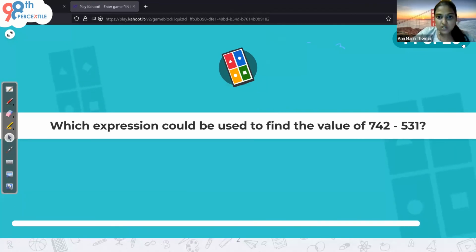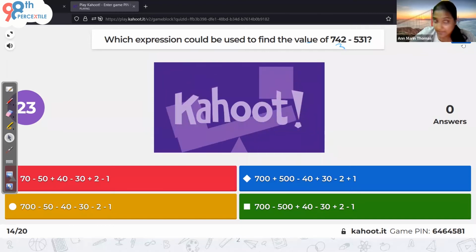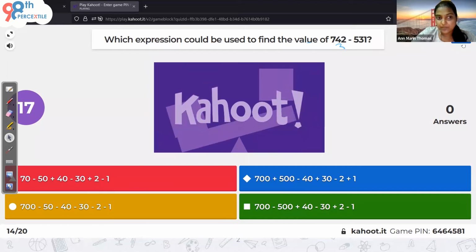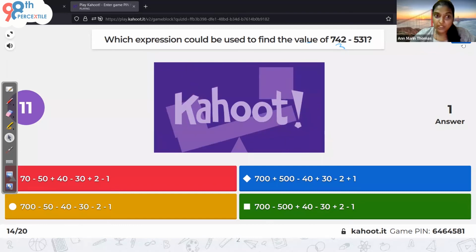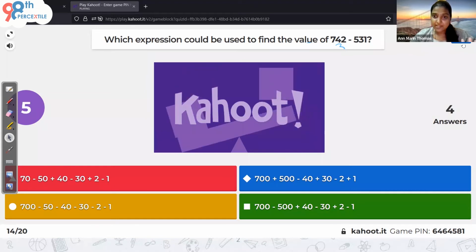Okay, which expression could be used to find the value of 742 minus 531? Be very careful. 742 minus 531. You have 15 seconds left. Okay, 5 seconds left, students.